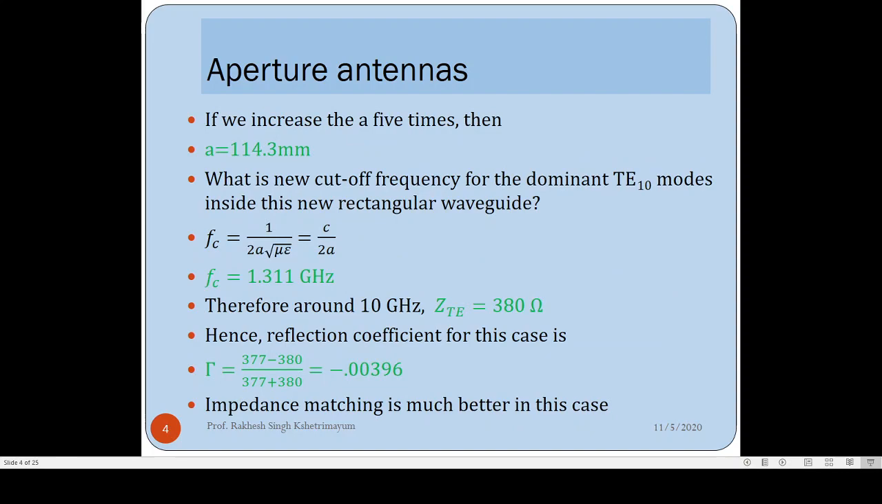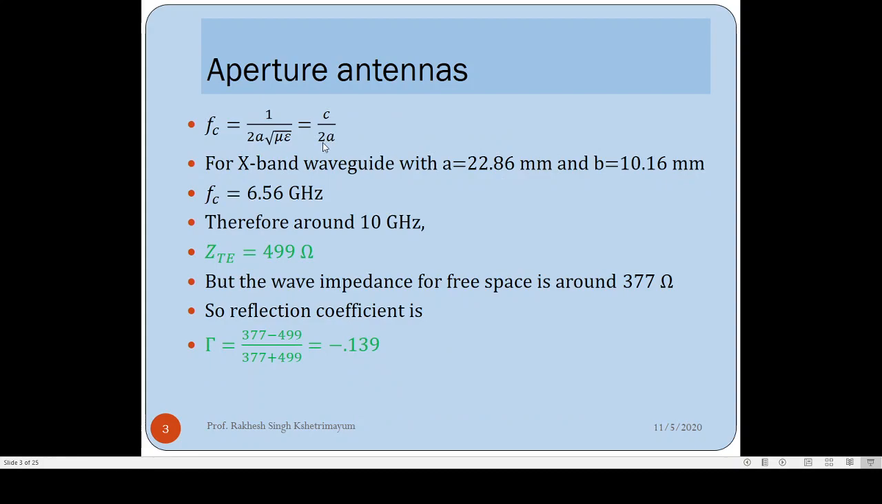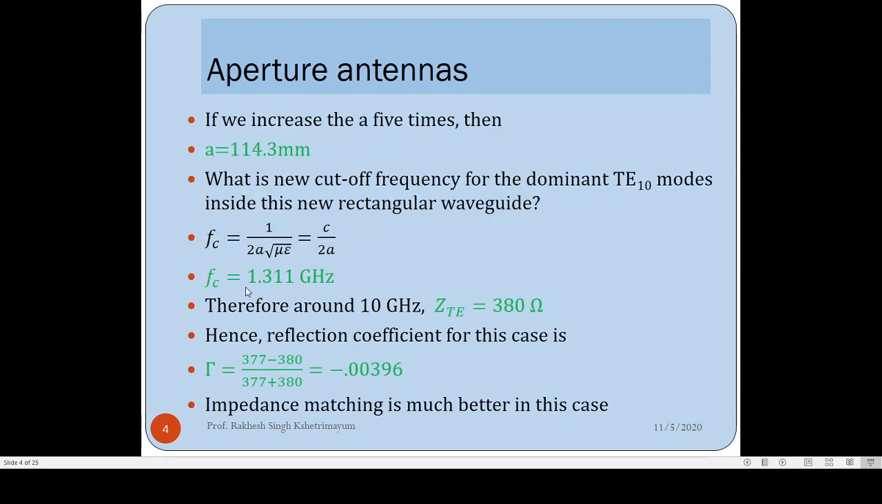Let's say we increase the dimension A of the waveguide 5 times. In that case A will become 114.33 mm. Since you know that the cutoff frequency is defined as c by 2A, and I have increased A 5 times, the cutoff frequency will reduce 5 times. What is the new cutoff frequency? The new cutoff frequency is simply 1.311 GHz.